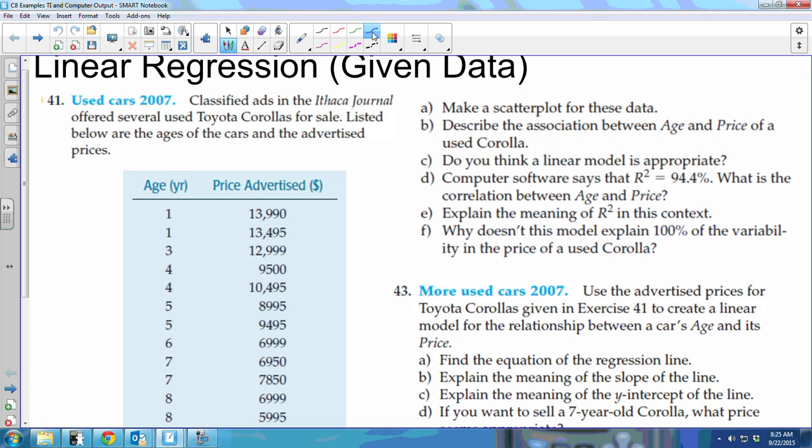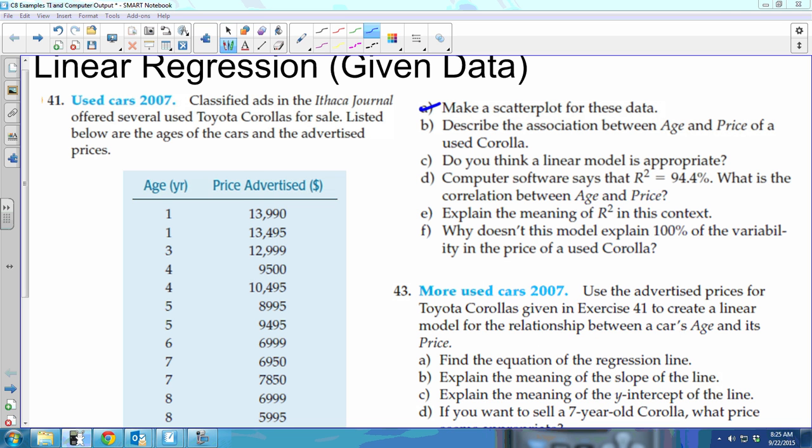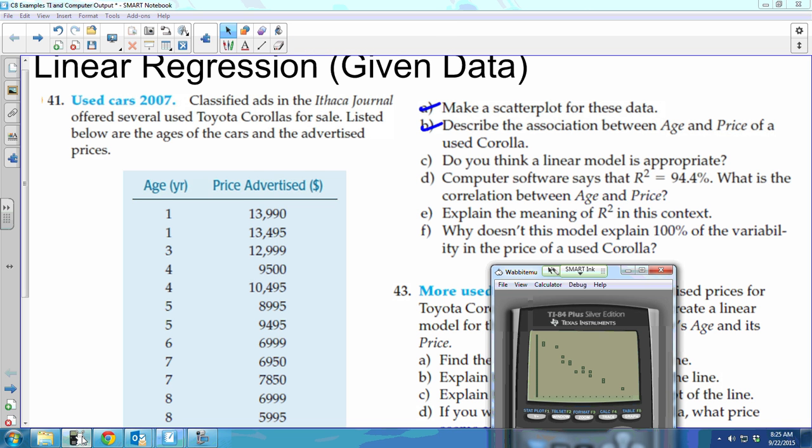On B, describe the association. So how would you describe the association between age and price? Negative, linear. That's pretty strong. Right? They're not very spread out. So we would say that there is a strong negative linear association between age and price. You guys could do that. We've done it before. All right.